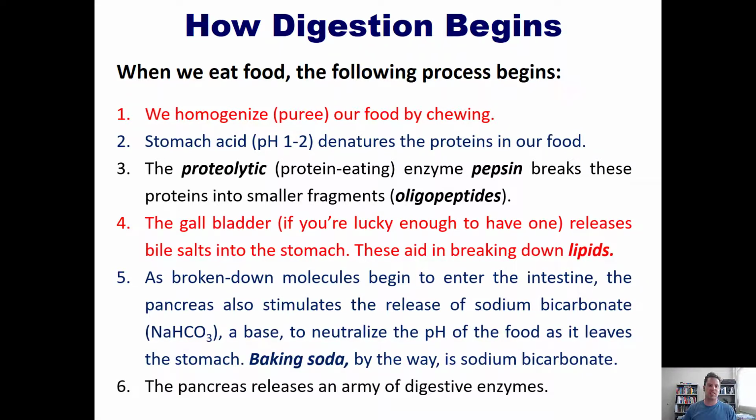And sixth, the pancreas releases an army of digestive enzymes. So this is the beginning of digestion. Let's get into some details.